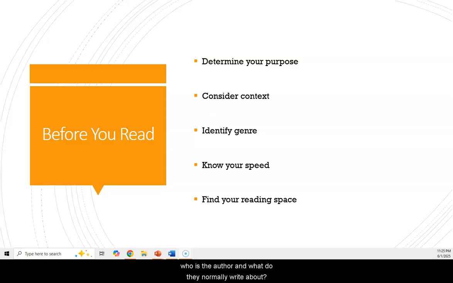For example, who is the author and what do they normally write about? When was the text written and what was happening in the world at that time? Understanding the context may help you identify the major themes or argument.